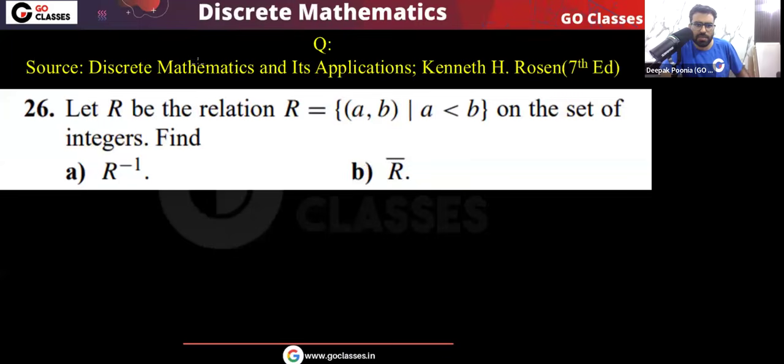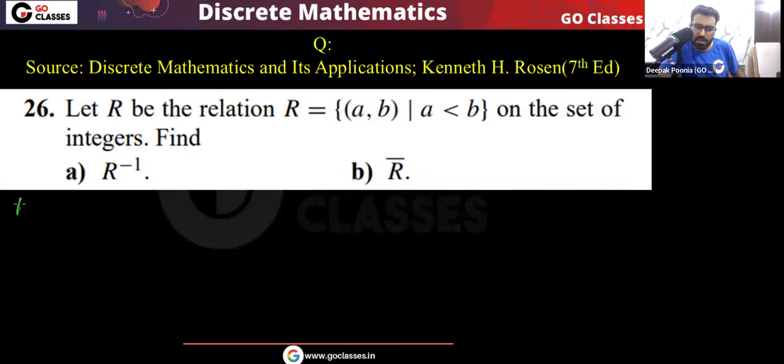So let's start. Let's solve question 26 from the Kenneth Rosen book exercises. The question says, let R be the relation of ordered pairs AB such that A is less than B on the set of integers. So the base set is the set of integers, and we are defining this relation on integers. Find R inverse and R complement. This is a very easy question. You can just apply the definition of R inverse and the definition of R complement.